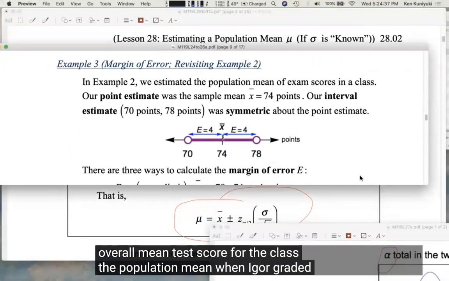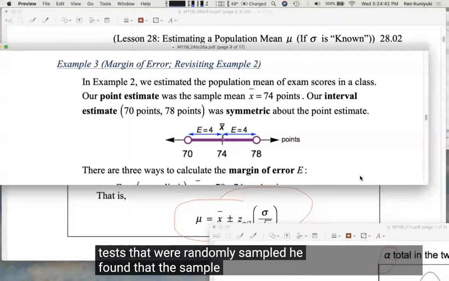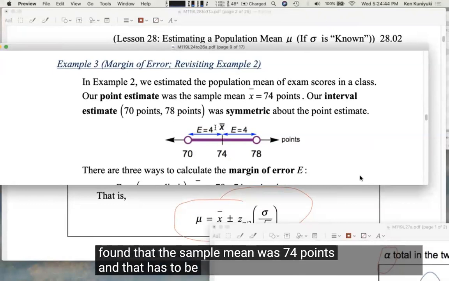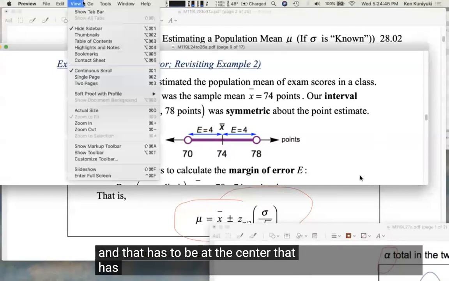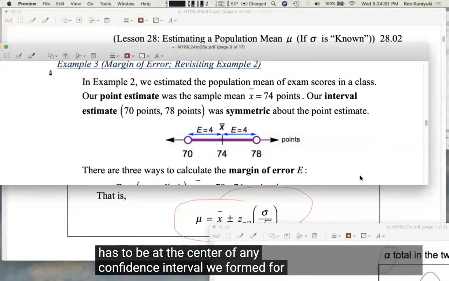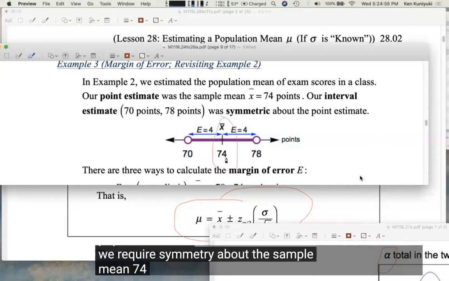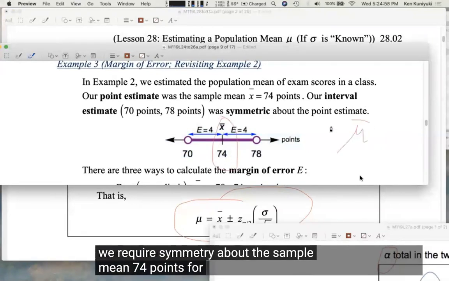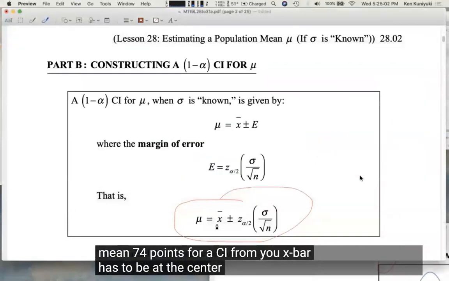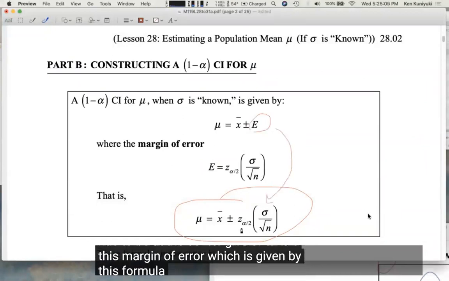When Igor graded 5 tests that were randomly sampled, he found that the sample mean was 74 points, and that has to be at the center. That has to be at the center of any confidence interval we form for the population mean mu. We require symmetry about the sample mean, 74 points, for a CI for mu. X bar has to be at the center, give or take E, this margin of error, which is given by this formula over here.